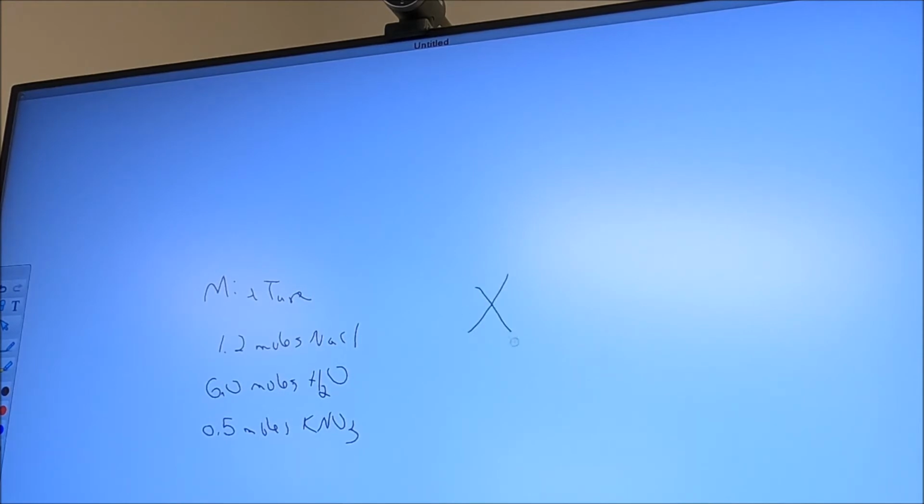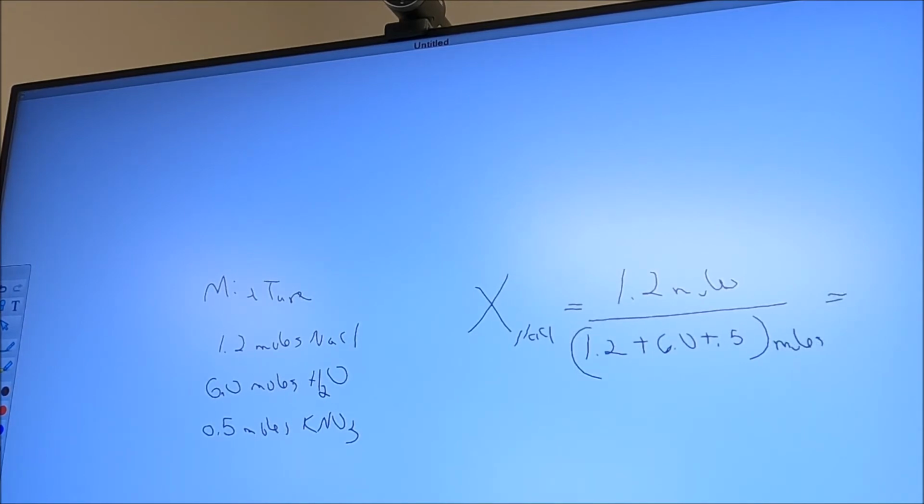And my mole fraction of NaCl would be 1.2 moles over 1.2 plus 6.0 plus 0.5 moles. Now notice the moles and moles divide out. It's going to be unitless. So 1.2 plus 6 plus 0.5, 7.7. So 1.2 divided by 7.7. I get a mole fraction here of 0.16.